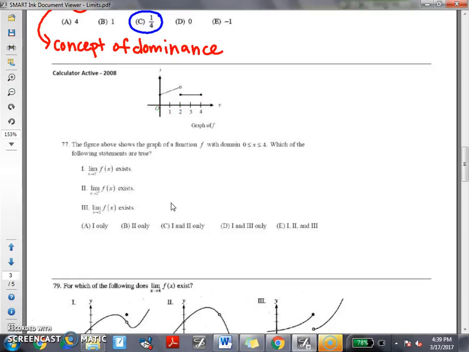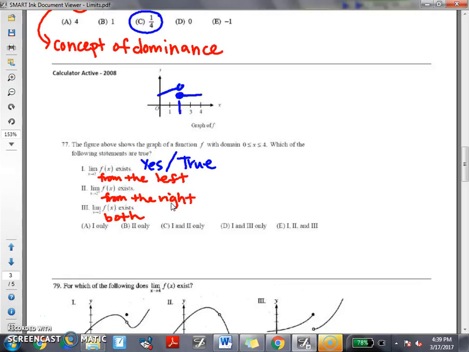Ready? Okay. It says, limit as x approaches 2 from the left exists. The next one is limit as x approaches 2 from the right exists. And then limit as x approaches 2 from both sides exists. So we have to check, okay? Let's look at the picture. 2 is right here. From the left, yeah, there's a value there. So it exists. So you say yes or true. From the right, there is a value there. Yes, so it's true. From both sides, does it exist?